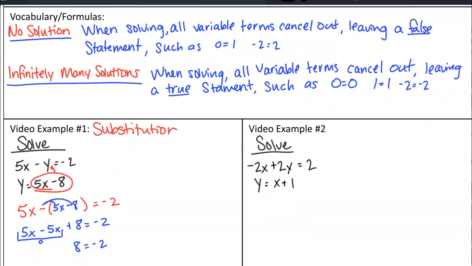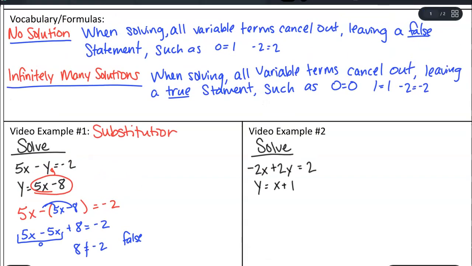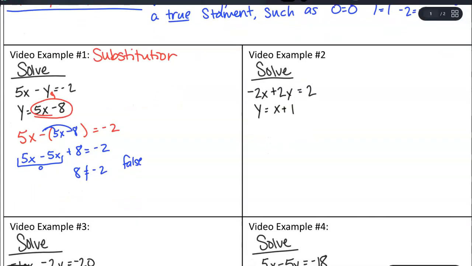So is 8 equal to negative 2? Is that true or is that false? Well, that's false, because I would much rather have $8 than owe somebody $2. So that's a false statement, which means our solution, our answer, is there is no solution. So you need to say that.